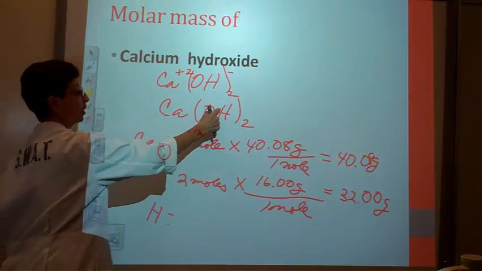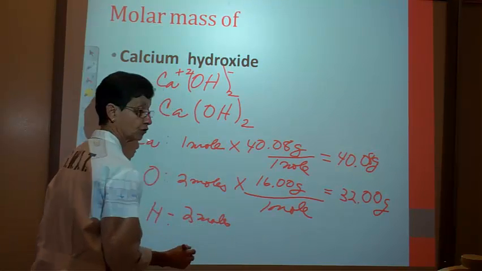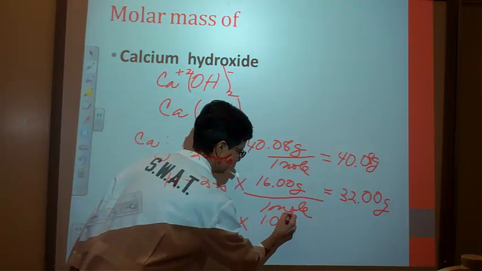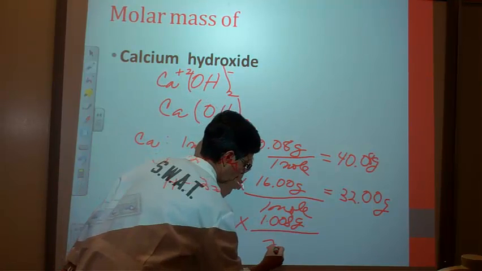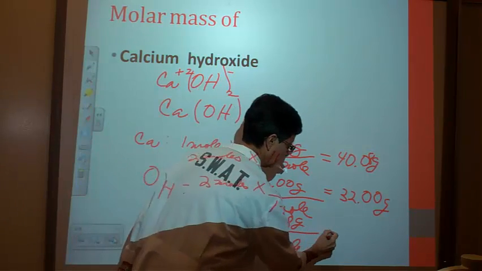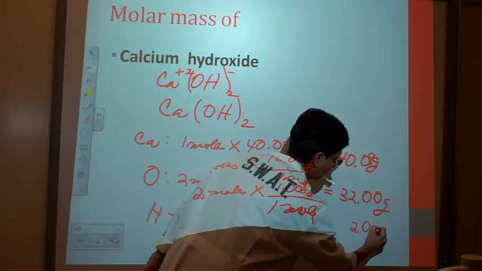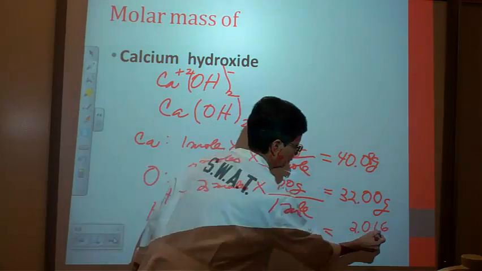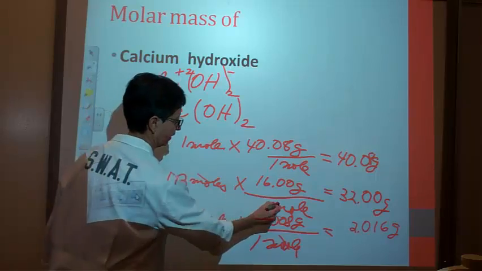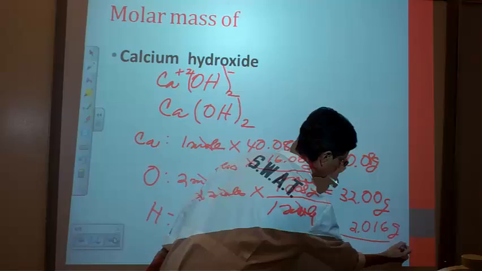And hydrogen, there are 2 moles. So 2 moles of hydrogen atoms times 1.008 grams per 1 mole. And I'm going to multiply that, and that comes out to 2.016 grams. When I cancel out my moles, just like here, moles cancel, moles cancel, and that's why I have this number right here.